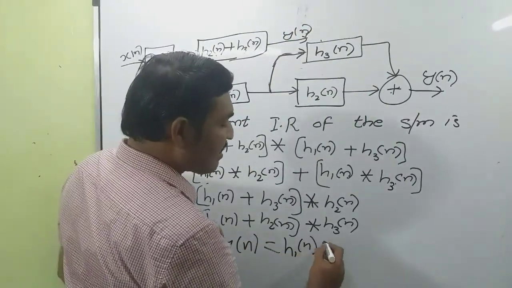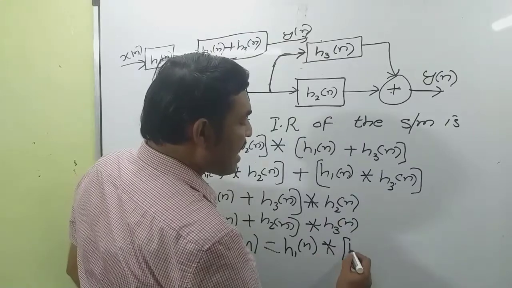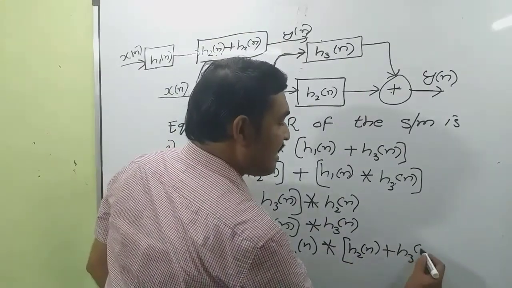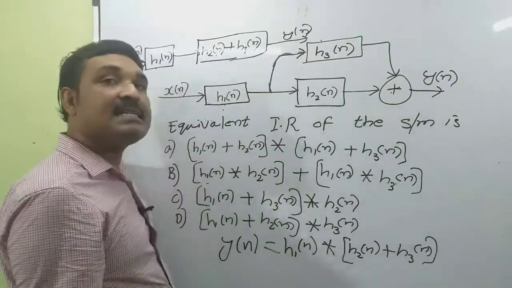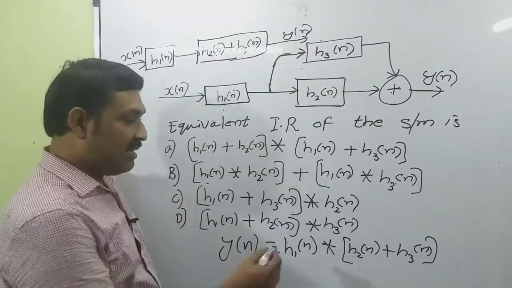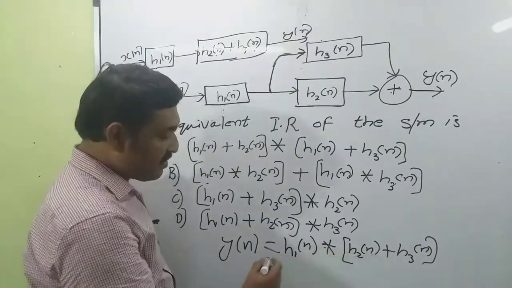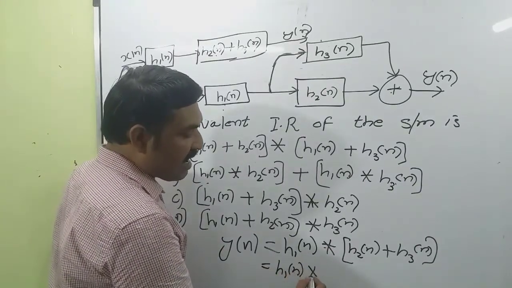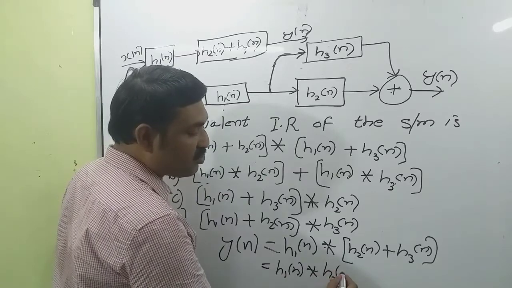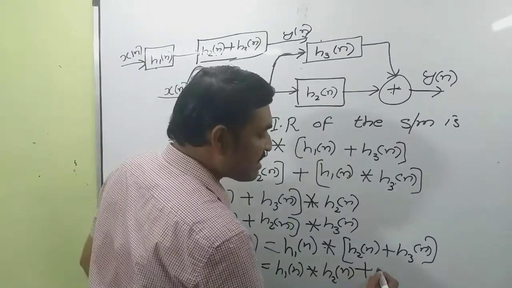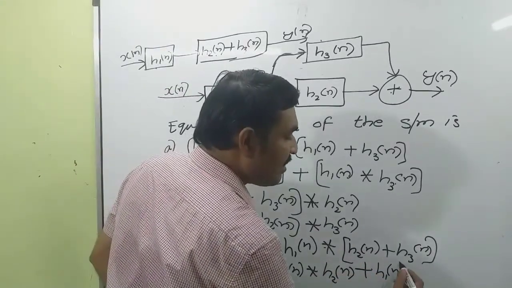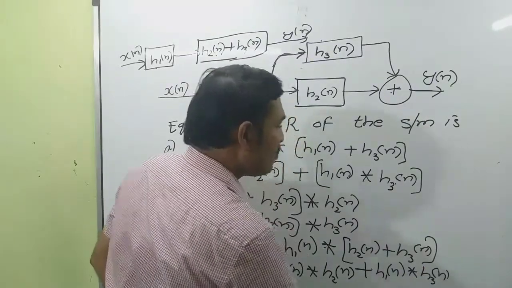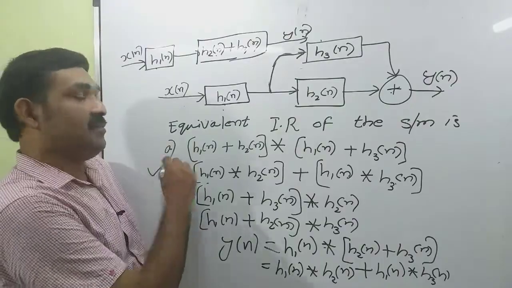H1(n) convolution of H2(n) plus H3(n). By using the distributive property of convolution, we can take the convolution inside. So, this is equal to H1(n) convolution H2(n) plus H1(n) convolution H3(n). So, the correct option is B.